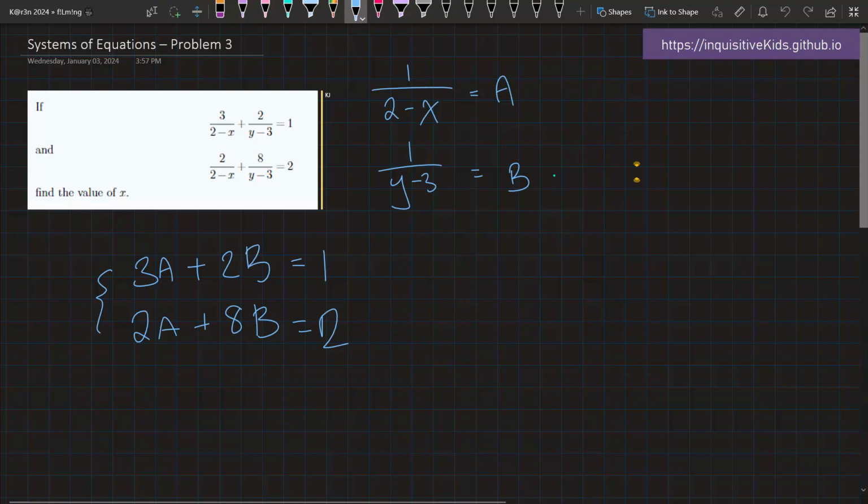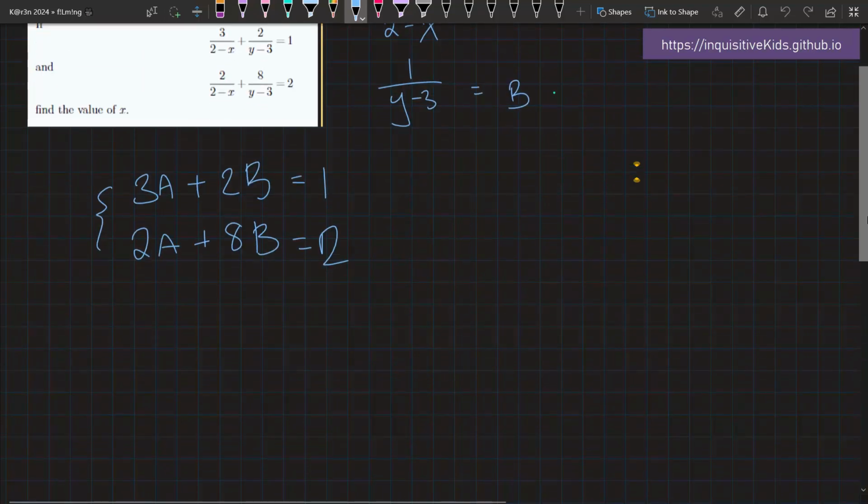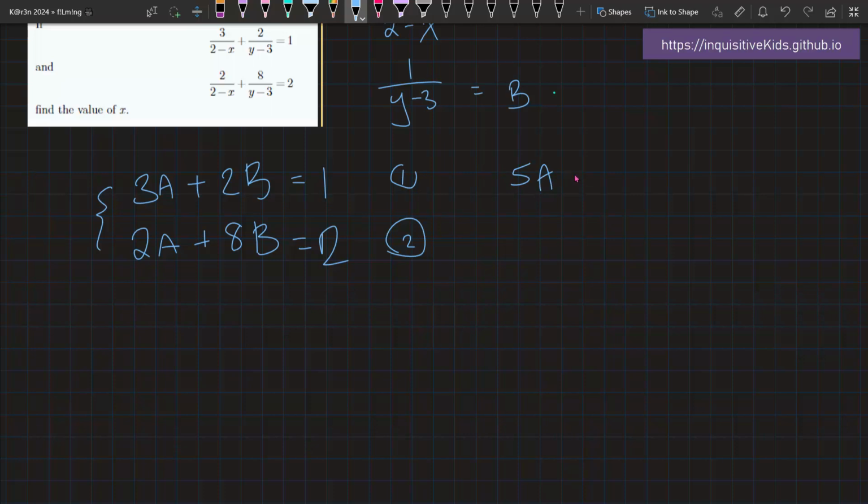So how can we do this? Well, let's first try by adding both of these equations. Sometimes we just have to play around with the equations until we find something that we can really use to eliminate one variable. So we know that by adding them, we have 5a plus 10b is equal to 3.